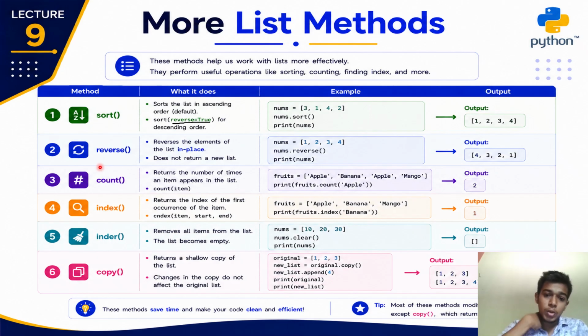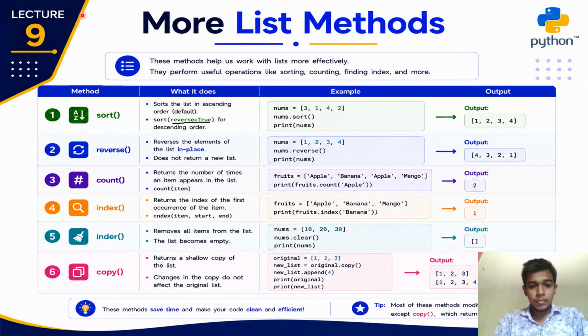Now the next is the count method, which tells us how many times an item appears in a list. For example, you can see the list of fruits is here, and in the fruits there are four values: apple, banana, apple and mango. You can clearly see apple appears two times. Now the count method is used and it checks how many times apple appears in the list. Apple is appearing two times, so it will give the output 2. This method is useful whenever you want to count duplicate values.